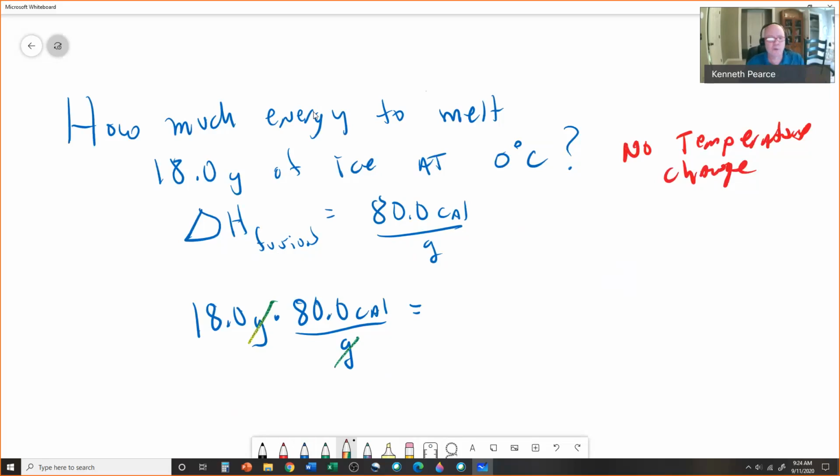And now we have a number that we can put in our calculator. So 18 times 80, and we have 1440 calories. And that's how much energy it would take to melt that amount of ice.